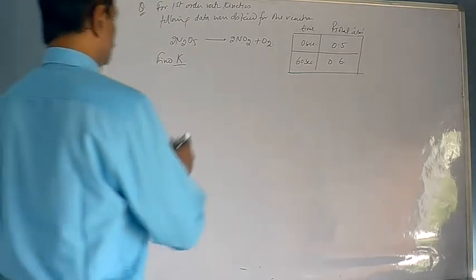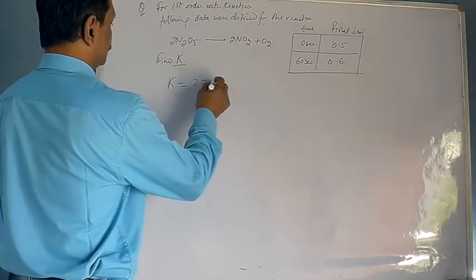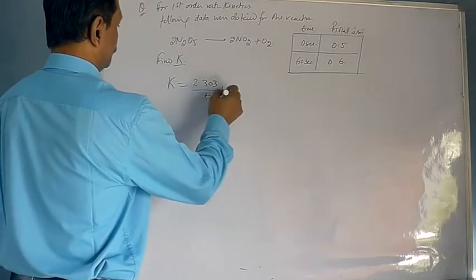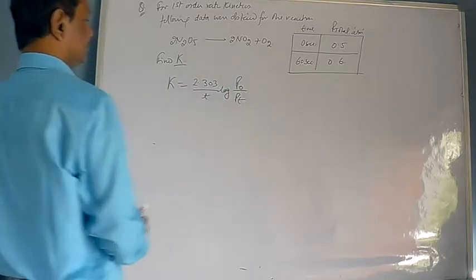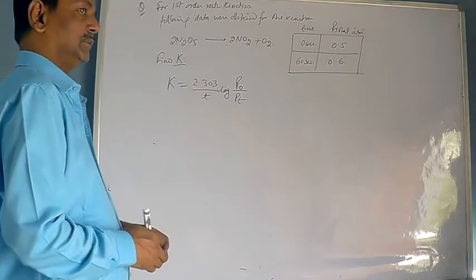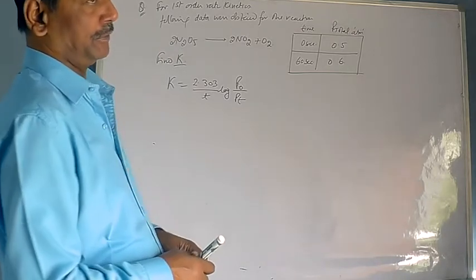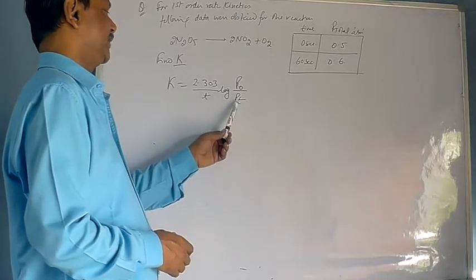Class, we know the expression for first order kinetics: K equals 2.303 upon t log. Now I am changing the expression. Previously we used to work on N0 by Nt. Now it is P0 by Pt. What is P0? Original pressure. What is Pt? Pressure at time t.